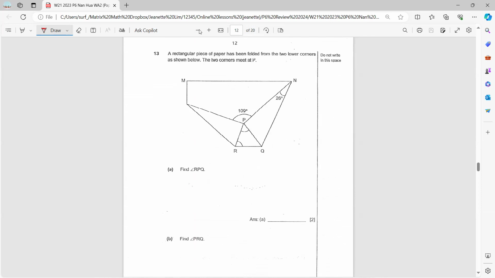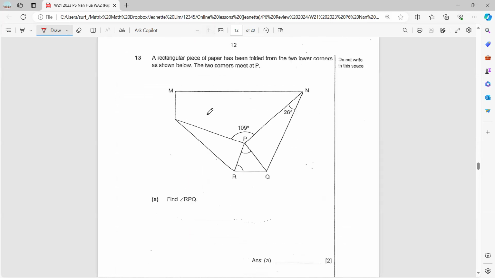Question 13. Rectangular piece of paper has been folded from 2 lower corners as shown. So the 2 corners meet at P. Okay, so what I would do first is to draw out what it looks like so that it's easier to visualize. Okay, the diagram is not very accurate. But anyway, it's a rectangular piece of paper. Make sure you start off with a rectangle.